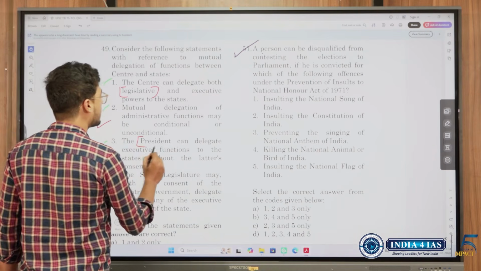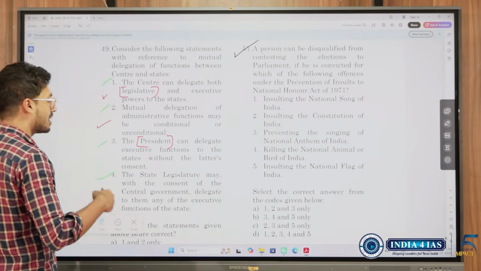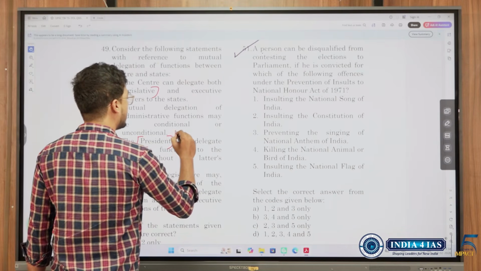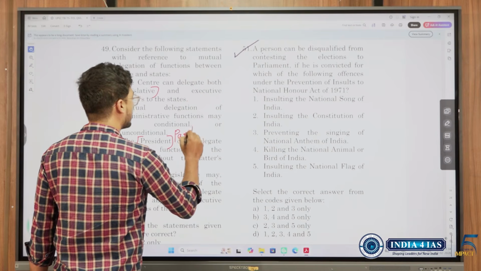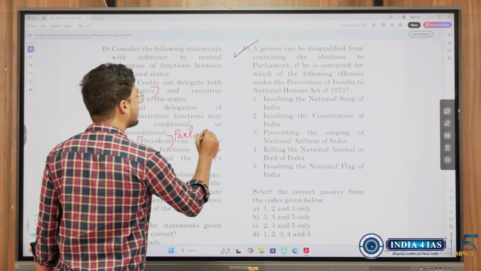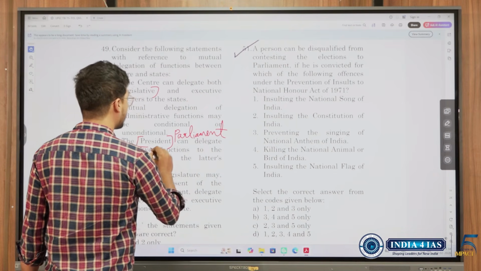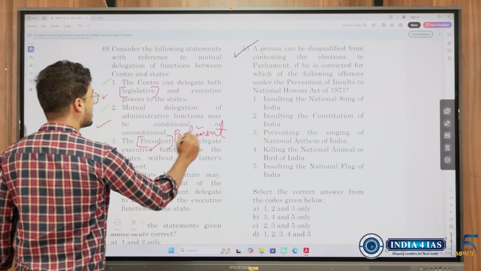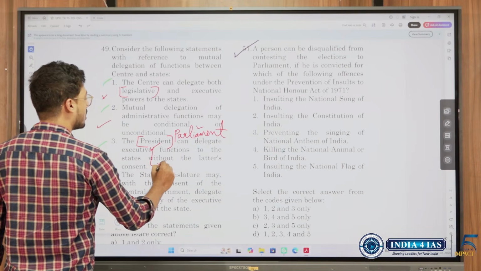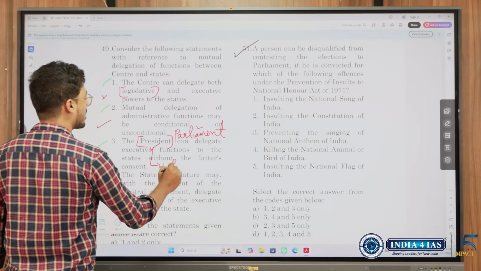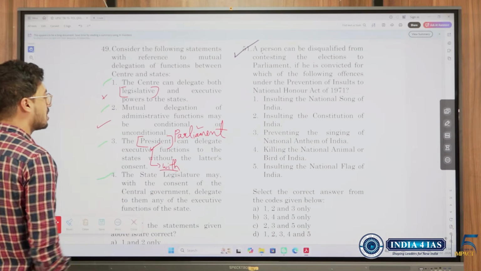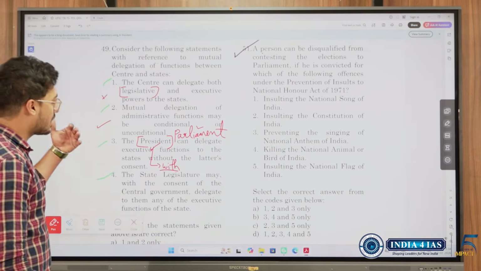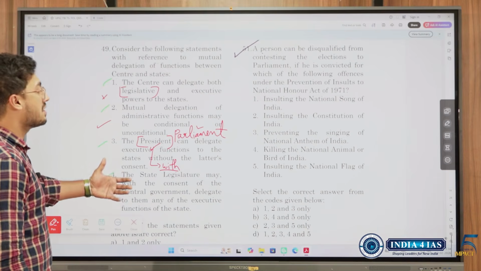See, here there is a difference. If the state governments are not agreeing, the executive functions of the center can still be delegated only if it is done by the Parliament. If it is done by the President, then it has to be with the latter's consent, meaning with the consent of the state. So for the President, the state's consent is needed; for Parliament, the state's consent is not needed.